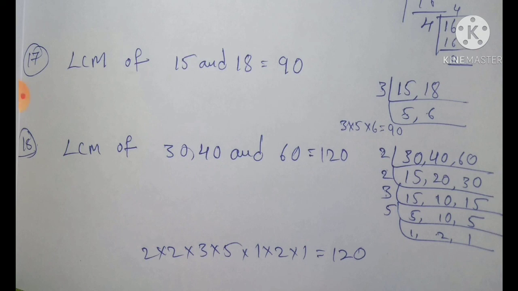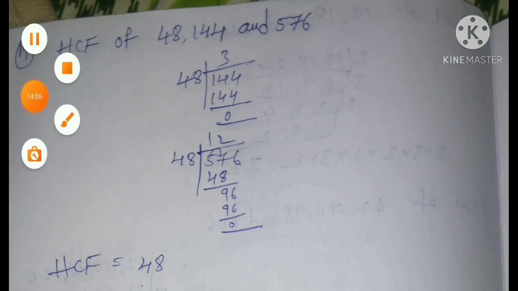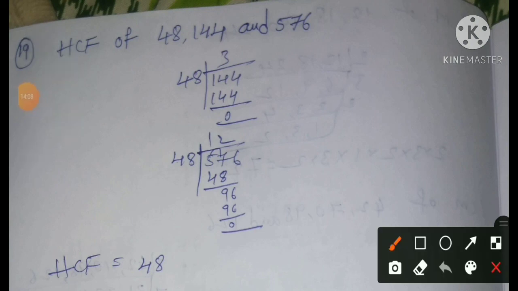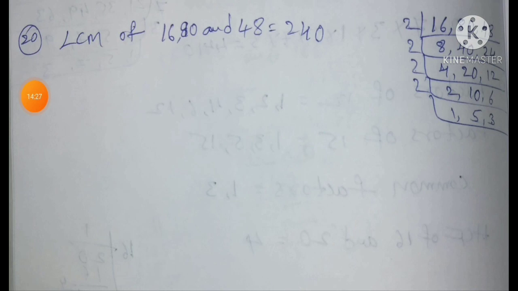19th one is HCF of 48, 144 and 576. So first of all we need to take the smallest two numbers 48 and 144. Find the HCF for that. After getting the HCF as 48, with that you need to divide 576. So HCF of these 48, 144, 576 is nothing but 48 only. So the LCM of 16, 80, 48 is 240. Here is the process. Check the process.